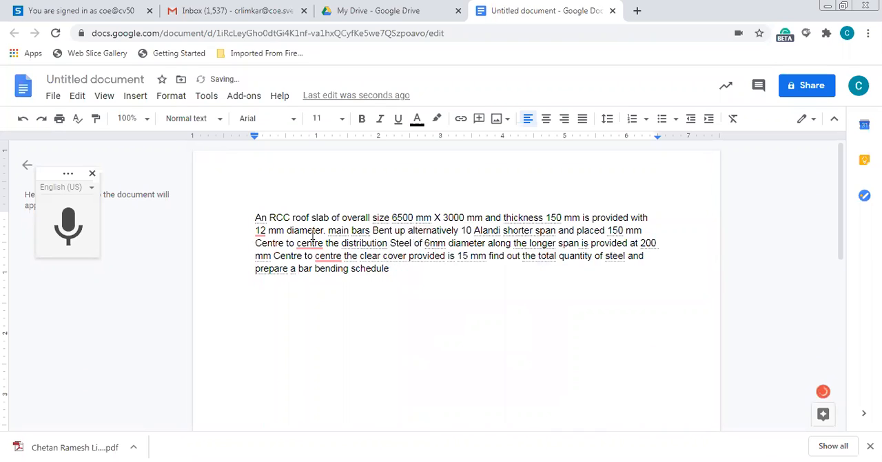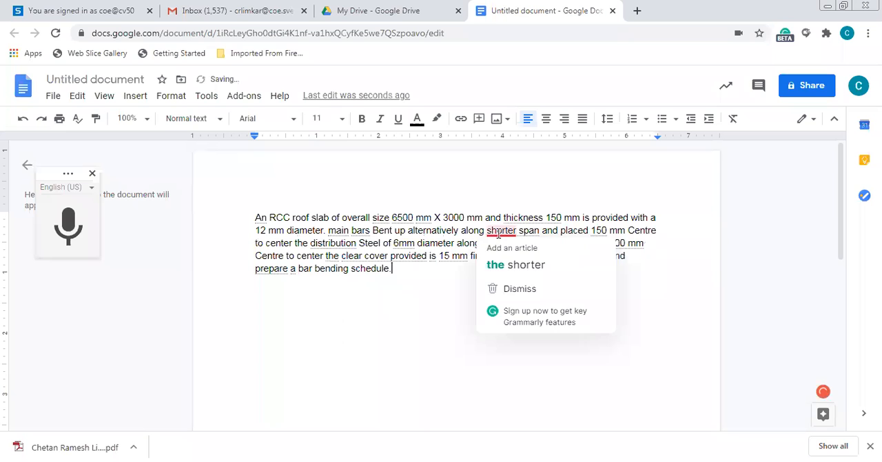So again, Grammarly is there to help me. Bent up alternatively along the shorter span. Yes, so this is the problem that you have to solve.